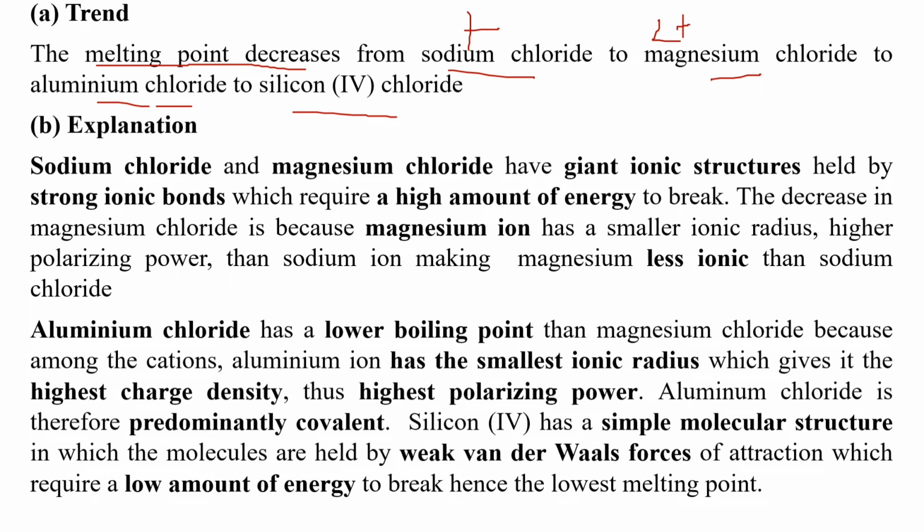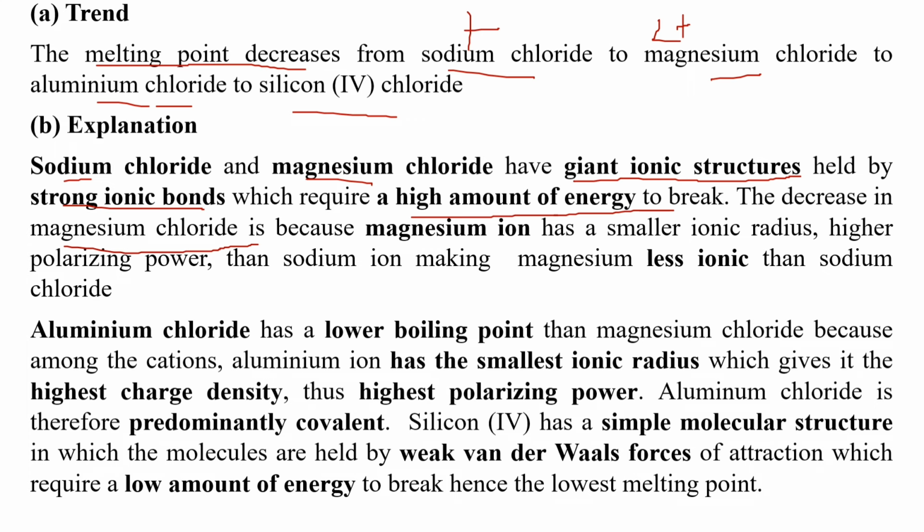But the key factor that comes in here is the polarizing power of the cations of magnesium and sodium. Now, sodium chloride and magnesium chloride have giant ionic structures. So we emphasize that if you are given compounds, you mention these structures. They are held by strong ionic bonds, which require a large amount of energy to break. It is known that ionic bonds are stronger than covalent bonds.